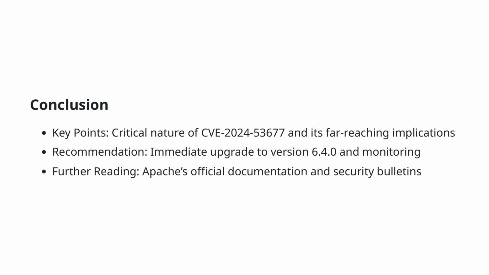In conclusion, the CVE-2024-53677 vulnerability presents significant risks and can have extensive consequences if not addressed promptly. To mitigate these risks, it is highly recommended to upgrade to version 6.4.0 immediately. Additionally, maintaining vigilant monitoring post-upgrade is essential. For an in-depth understanding and continuous updates, refer to Apache's official documentation and their security bulletins. These resources will provide comprehensive details and guidance for managing this vulnerability effectively.